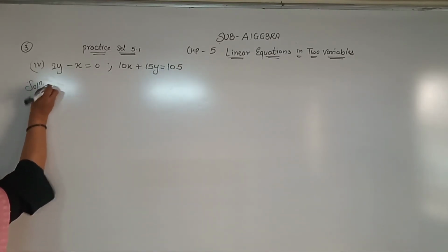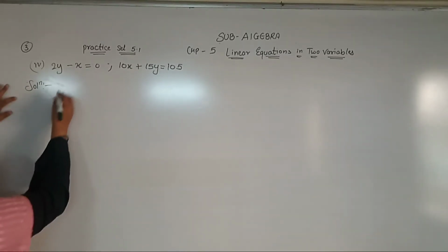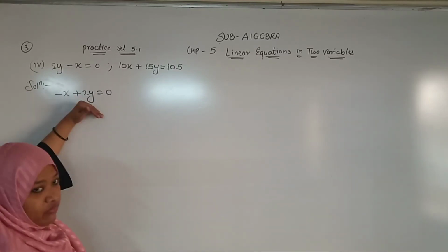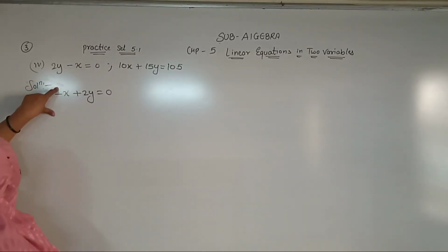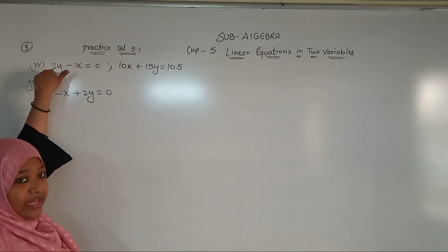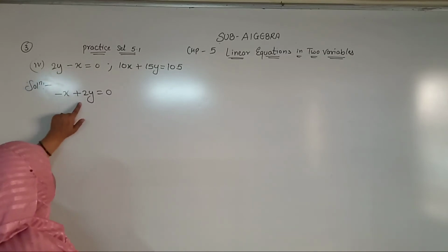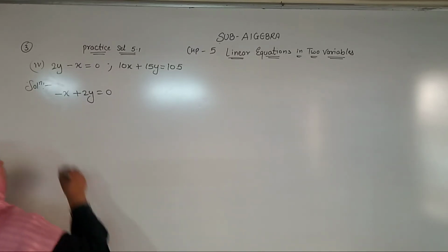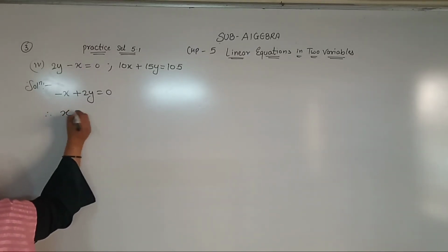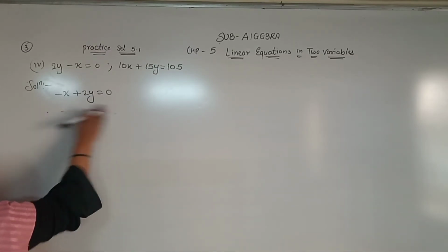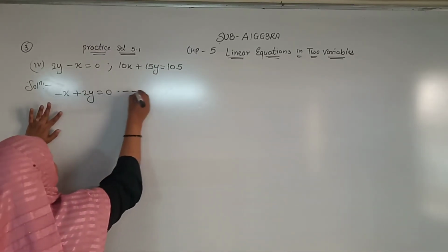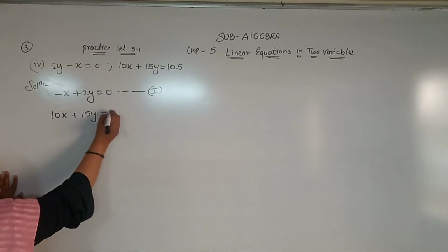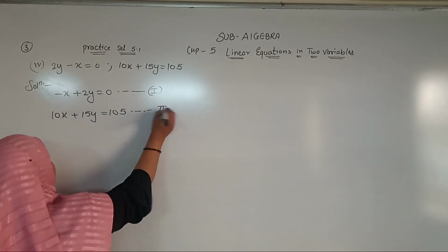Before writing the equation number, we should arrange the equation. So I will arrange that: minus x plus 2y equals 0. I want x first, then I want y. There is a minus sign in front of x, so you will write minus x. And here we don't have any sign, so it is a positive number, so I have written plus 2. If you want, you can change the sign. So that is equation number 1 for us. What is the second equation? 10x plus 15y equals 105, which I will call equation number 2.